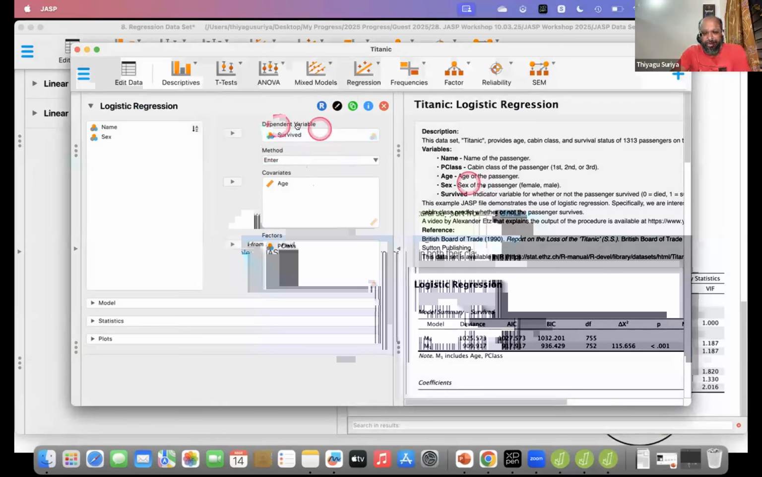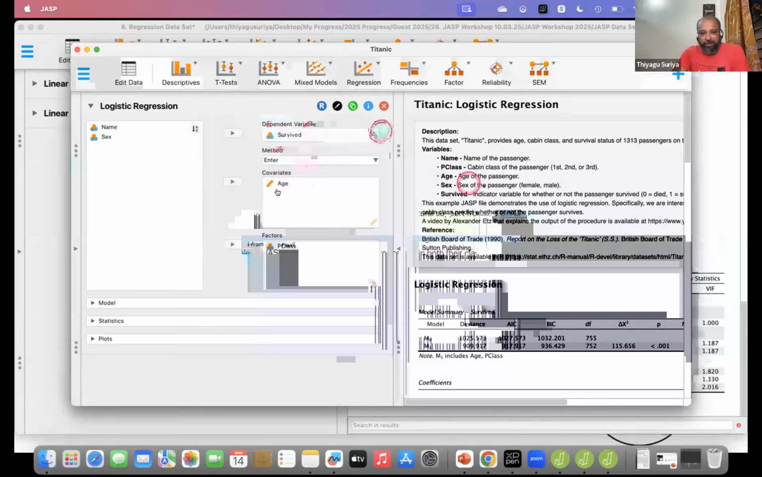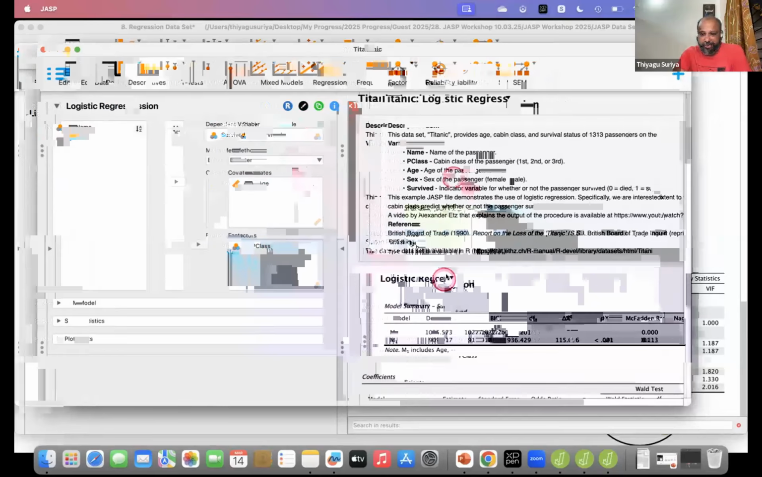So now what is the dependent variable? It is nominal, sir. Your dependent variable is nominal. Automatically you can see this nominal. What is my independent variable? They use two independent variables. One is age, the other is called PC class. Now the same way you can write this, okay?